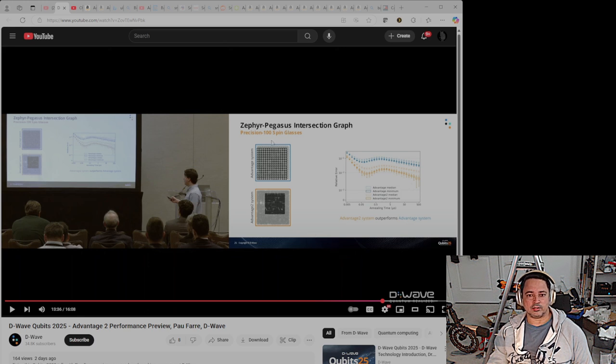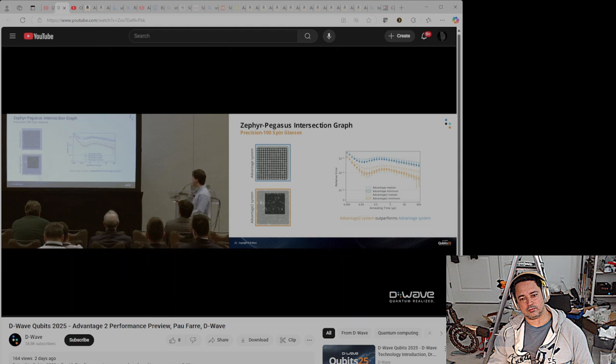If I understood correctly, these over here are the physical chip sizes, and so with Advantage 2, your chip size is even smaller, and then randomly it outperforms the Advantage system in something. I don't understand. Precision 100 spin glasses. It's a bit of a mystery. I'm not following exactly what he's doing. Over this ensemble of problems.